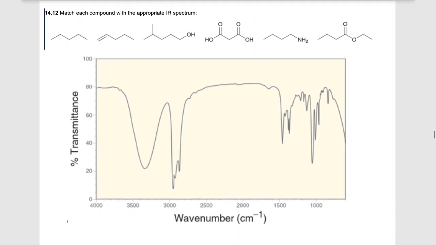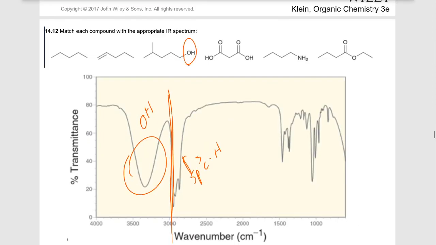The next molecule, here's our 3000 line. Just below 3000 we have the sp3 CH stretch. At 3300 we obviously have some kind of an OH peak here. And so let's look at our compounds. We have OH here and OH here, right? But this is not the carboxylic acid, because if it were we would have a strong peak at around 1700. So this must be our alcohol.